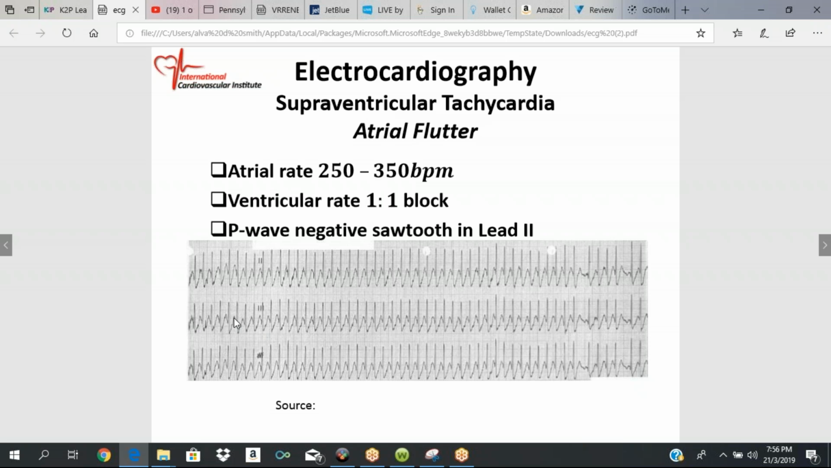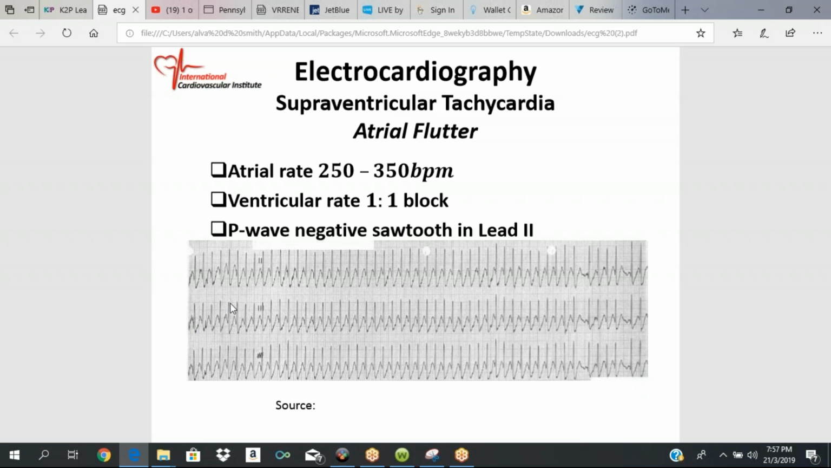So for every P wave, you have a QRS. Every P wave, a QRS. But look at the R to R interval, it is one big block. So that ventricular rate is 300 beats per minute.